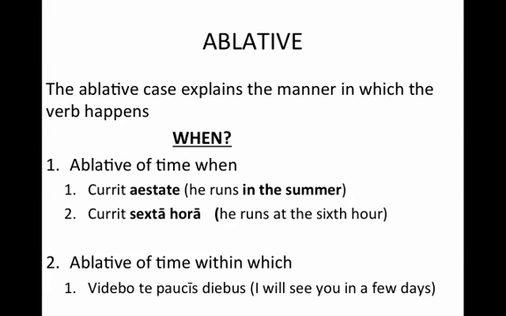There are two types of ablatives. They have very similar meanings. The first one is what's called the ablative of time when, and this one is going to point to a specific time when an action happens. So if you look, currit aestate, he runs in the summer. The specific time is summer. And the second one, currit sexta hora, he runs at the 6th hour. The 6th hour is exactly when it's happening.